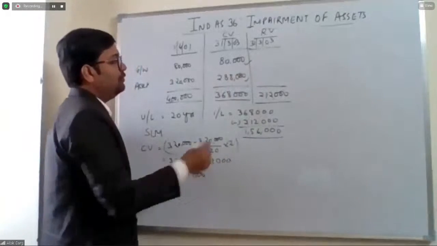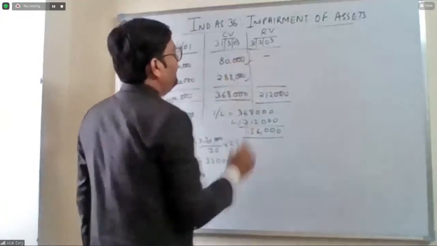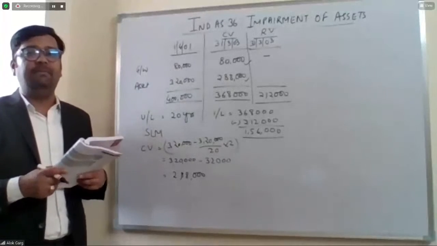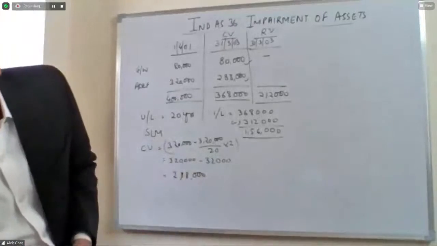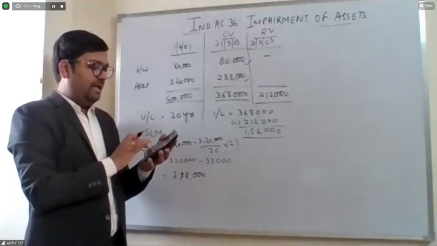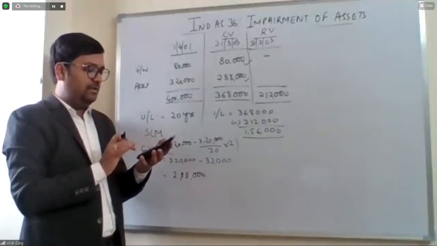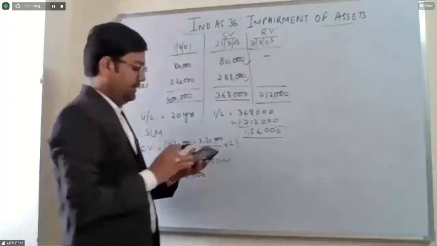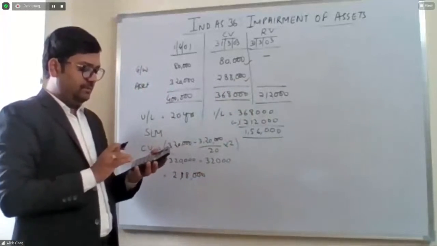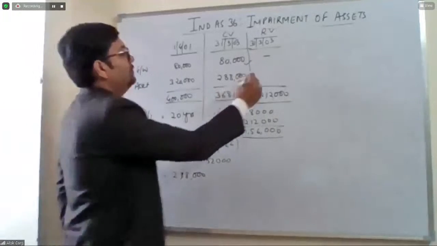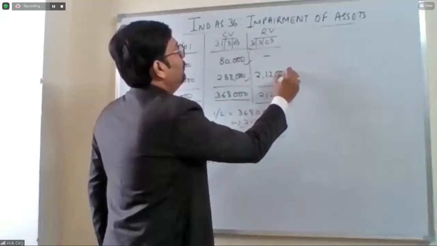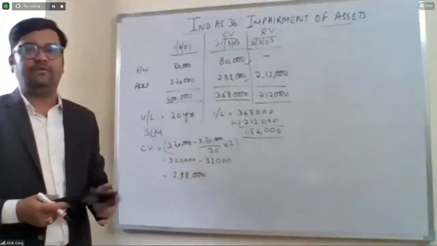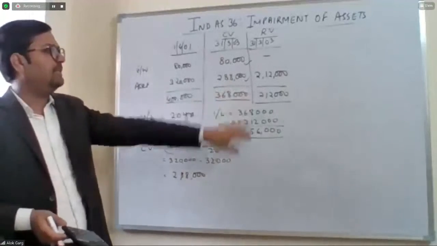So how much do we need to charge to goodwill? Goodwill has to be deducted entirely. So goodwill needs to be eliminated. Now how much balance will be left? 1,56,000 minus 80,000 is 76,000. The balance impairment loss has to be deducted from 288. So 288 minus 76 is 2,12,000. So only the asset other than goodwill is left, worth 2,12,000. So this is your recoverable value on 31st March 2003.